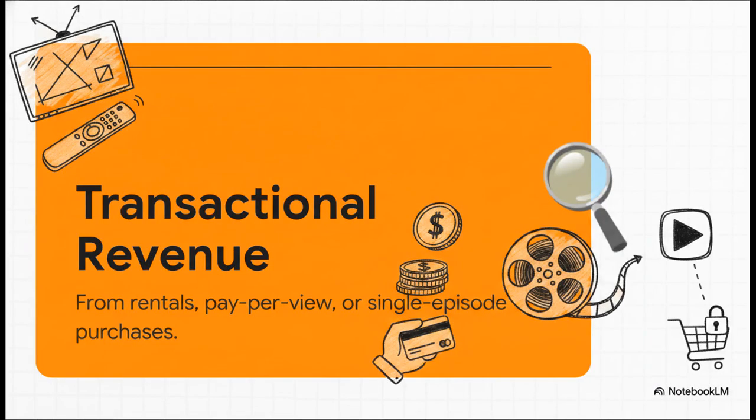Next up, we have transactional revenue. Now, this model is incredibly direct. An audience member pays specifically to unlock, rent, or purchase your exact piece of content. Think along the lines of a pay-per-view premiere or buying a complete single season. Strategically, this revenue stream really relies on your own direct marketing to drive a targeted sale. But, and this is a big but, the margins per viewer can be significantly higher than other models since it completely bypasses a pooled system. It's just a direct transaction for your art.